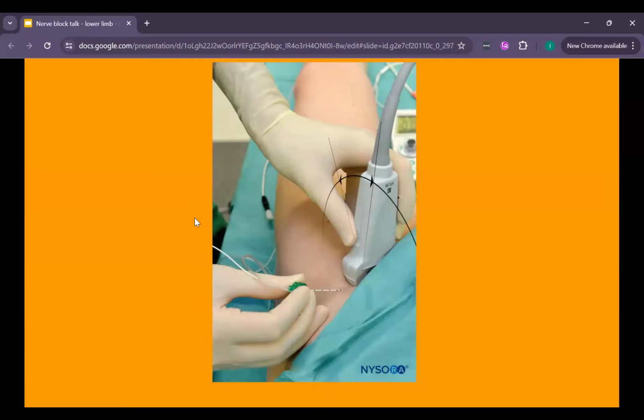Our approach for this one, we've got the ultrasound probe quite proximally, close to the inguinal crease, inguinal ligament, and our approach is going to be from a lateral to medial approach.